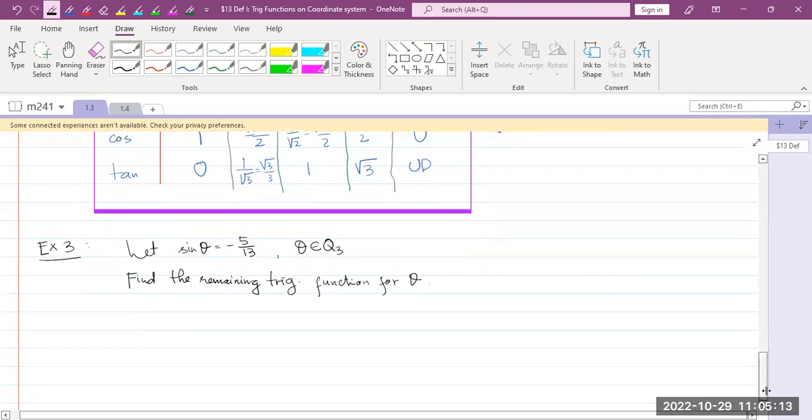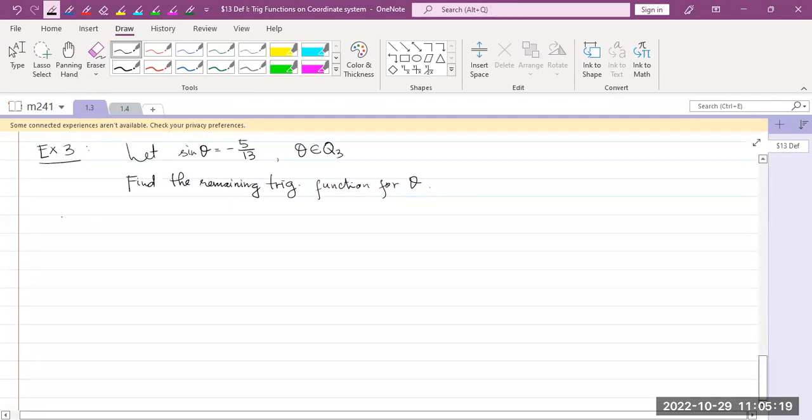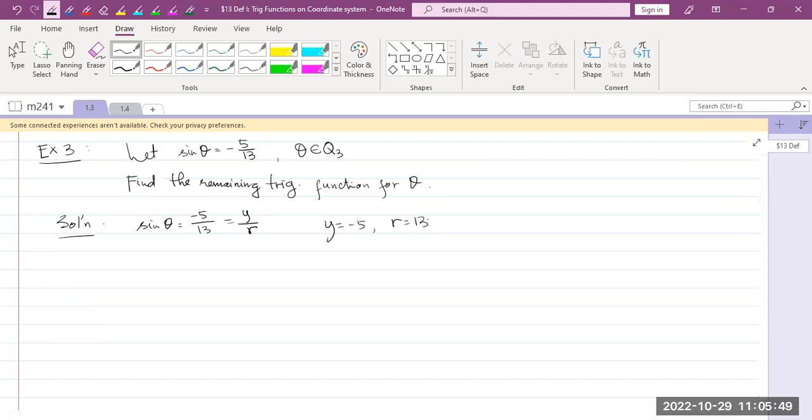Okay, now let's try to picture this first. We know sine theta is, in this case, -5 over 13, which is our y over r. So we can assign y equals -5 and r equals 13. Notice that r is the distance from origin to that coordinate, so r is always positive. Now we know this theta is in quadrant 3.